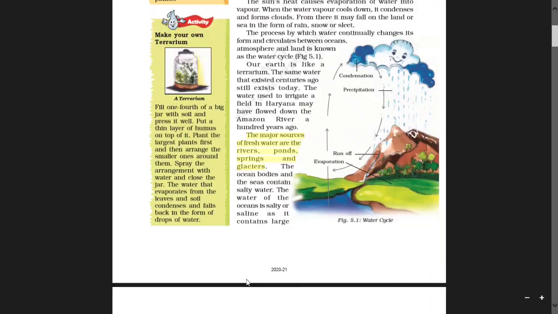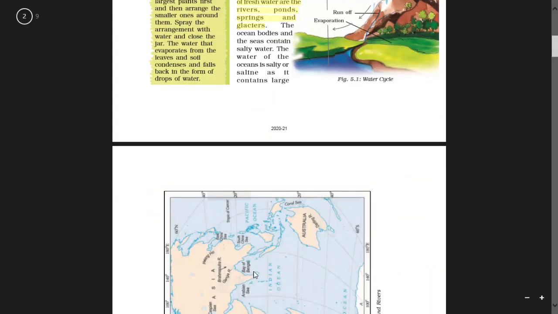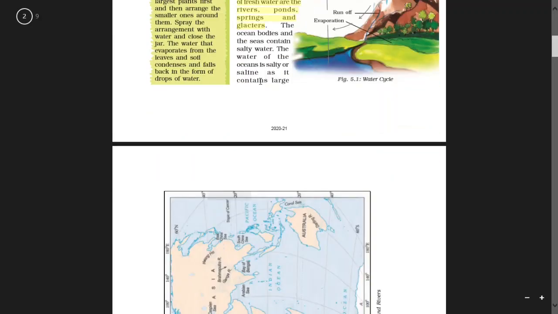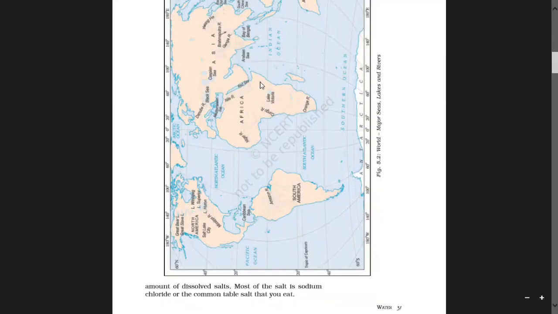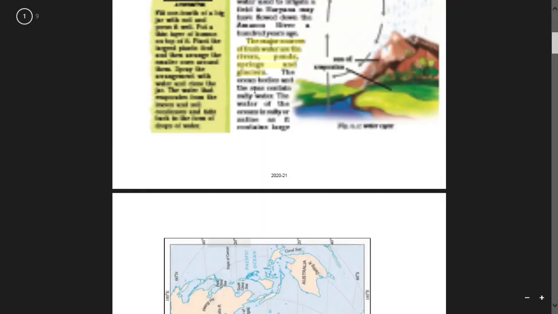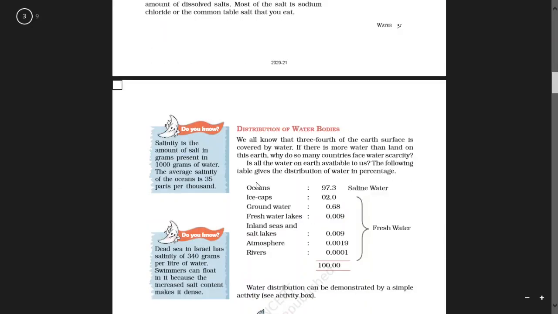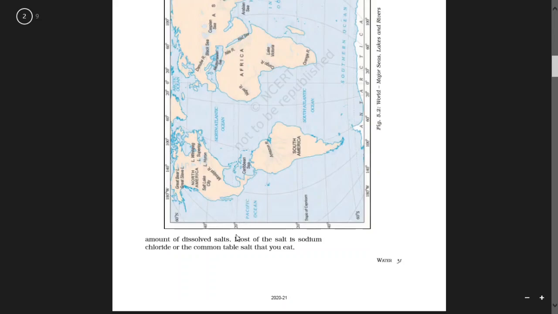So this water of seas and oceans is not suitable for human consumption, and it is also not used for any cultivation because of its saltness. Most of the salt is sodium chloride, or the common table salt that you eat.